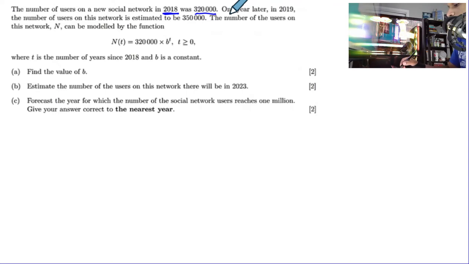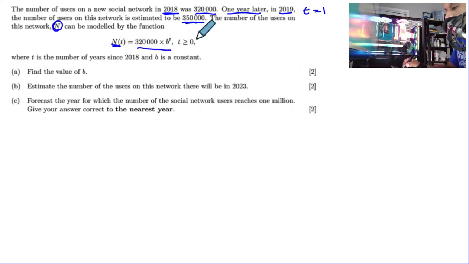Anyways, it says 1 year later, so t equals 1. So 1 year later, in 2019, the number of users in this network is estimated to be 350,000. So the number of users on this network, n represents the number of users, is modeled by this function.